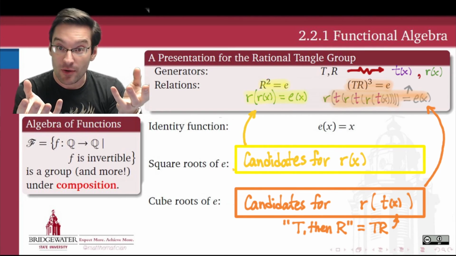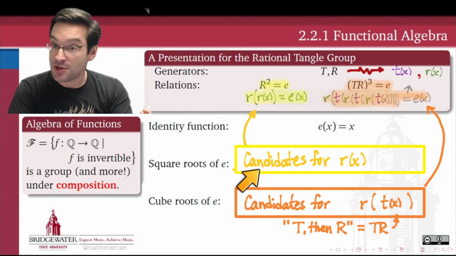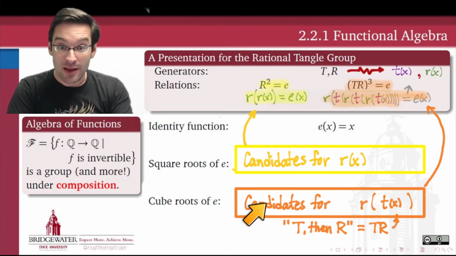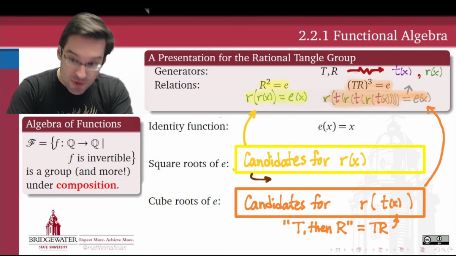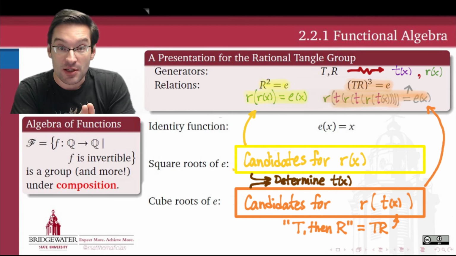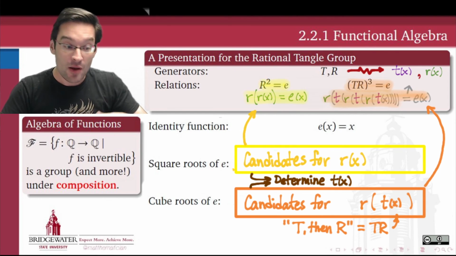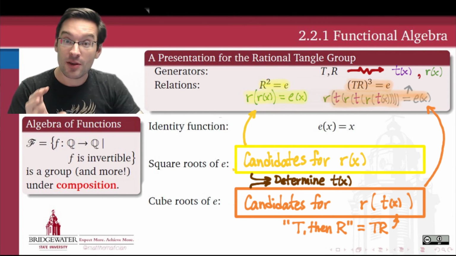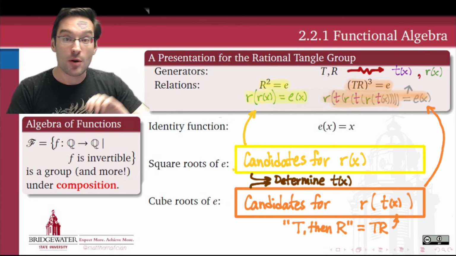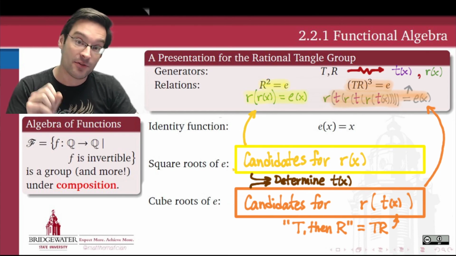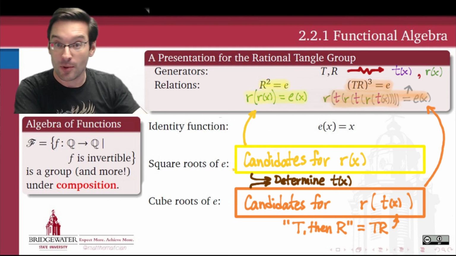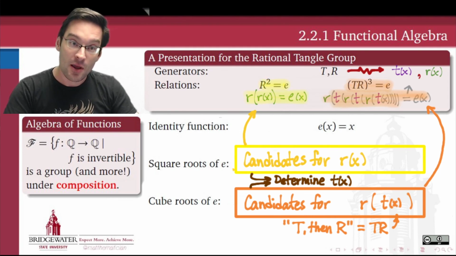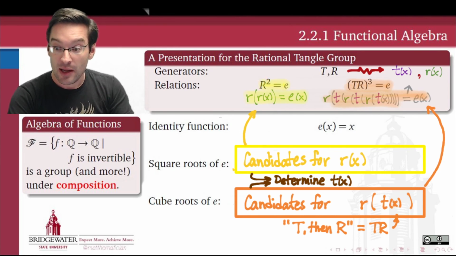If I can find one of each of those, then the latter is a good candidate to represent my rotation, and the former is a good candidate to represent t followed by r. In other words, r of t of x. Right? And if I know those two things, then I should be able to put those two pieces of information together to determine what is really representing t, my twist. So at the end of this activity, what you'll have are some candidates. Right? Some Mobius transformations that you think can represent r, and some Mobius transformations that you think can represent tr, and from that you can find some Mobius transformations that we think can represent t. Those are going to be the candidates we'll carry forward to try and figure out how to capture the algebra of rational tangles using an algebra of functions instead.